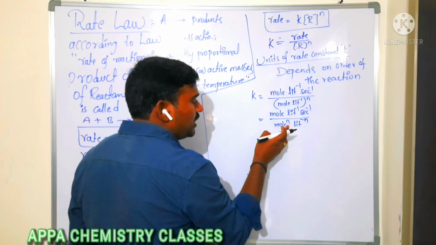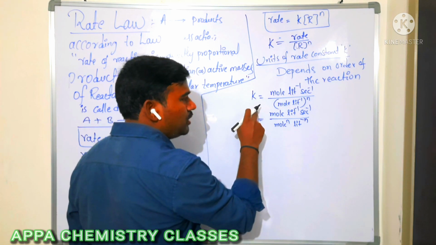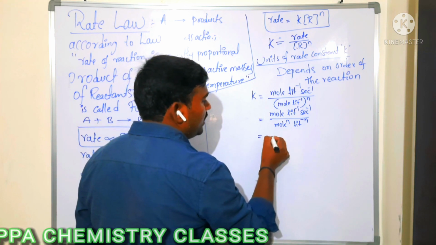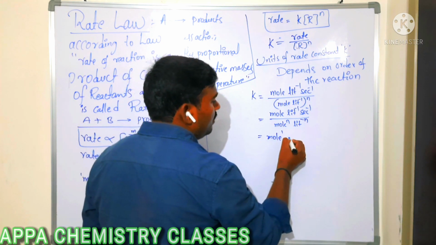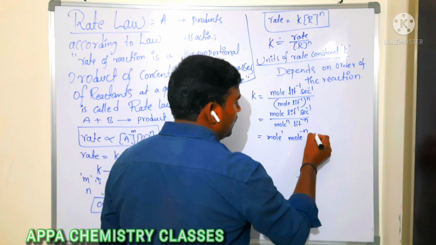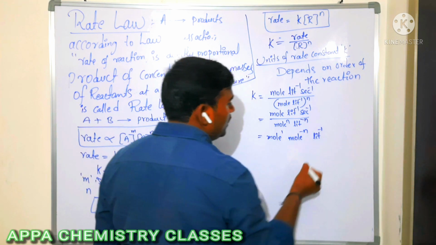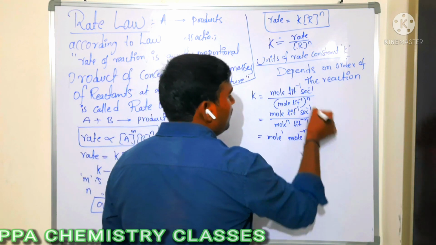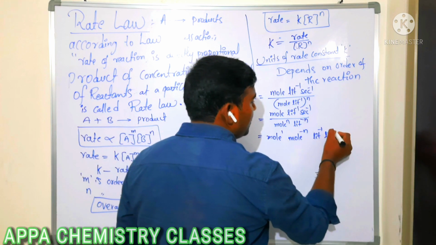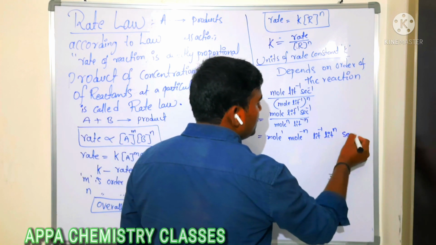Mole power n is there in the denominator. If it goes into the numerator, it becomes mole power minus n. So we can write it as mole power 1 into mole power minus n. Similarly, liter power minus 1 is there in the numerator. If it goes up, then liter power minus n becomes plus n. So second inverse as it is.